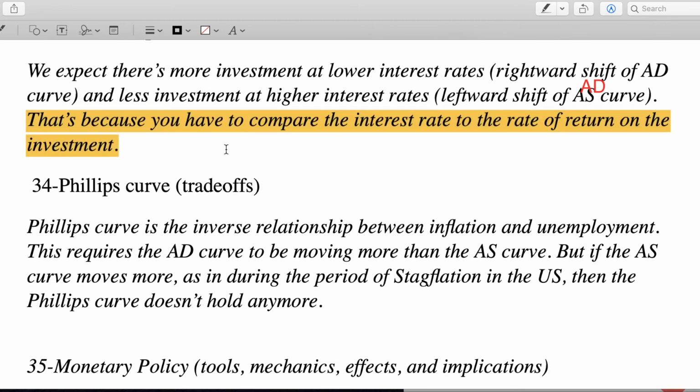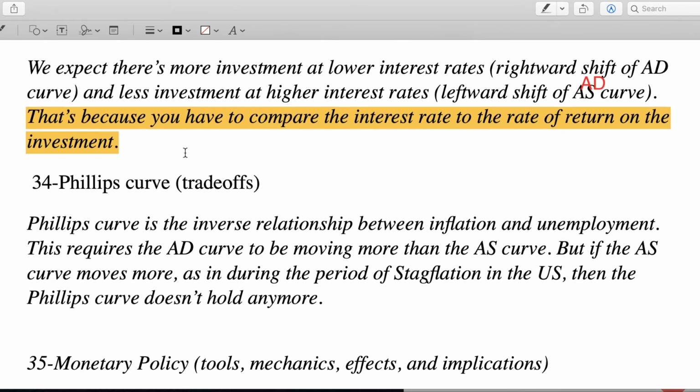You compare the interest rate to the rate of return on investment, because if the interest rate is higher than the rate of return on the investment, you don't make that investment. If the interest rate is lower than the rate of return on the investment, you do, because you come out ahead, because you're earning more interest than you're paying out.